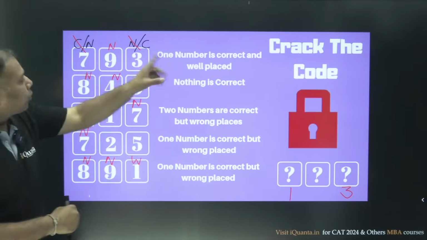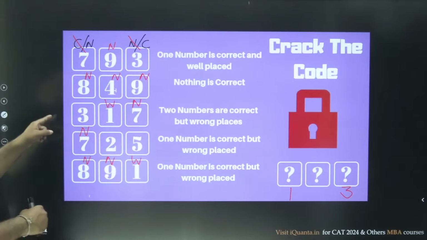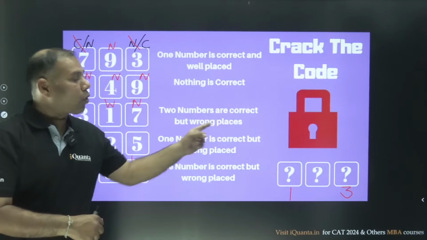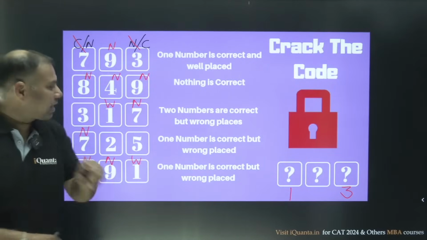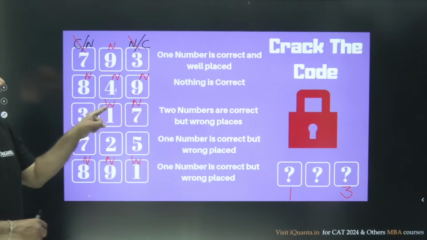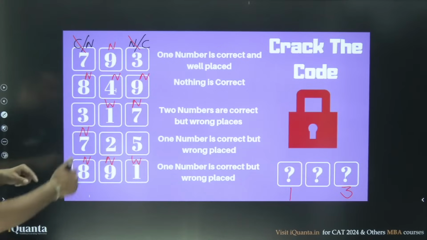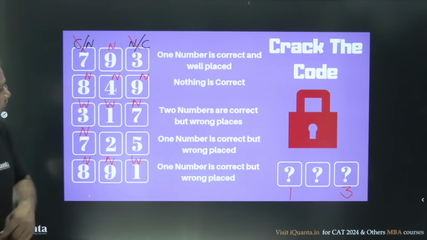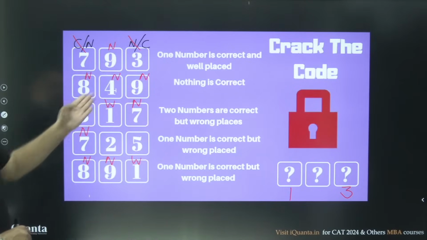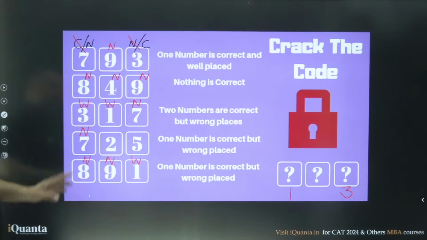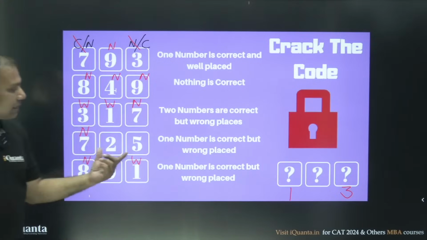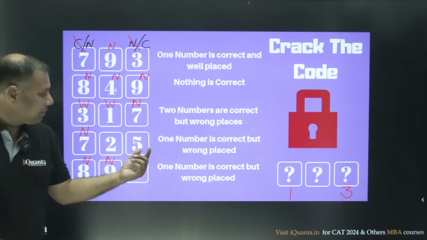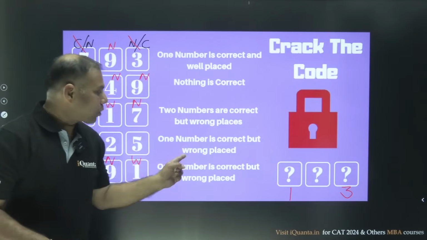So this first code is used, the second is used. One is left in this one. Here it was written: 2 numbers are correct but in wrong places. That means 2 W's should come. One W and one N have already come, so what will the remaining 3 be? Certainly it is going to be W, isn't it? By the way, 3 we have already seen, so 3 is already there. So this is also done. Now we are left with this one statement only. And here it is written, in the second last clue, that 1 number is correct but wrongly placed.